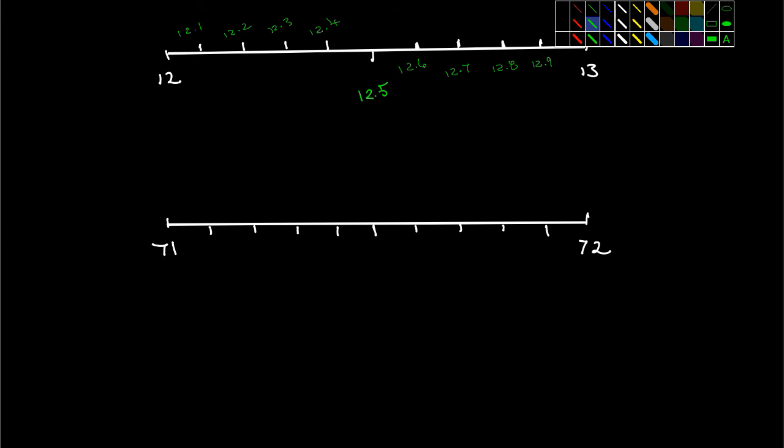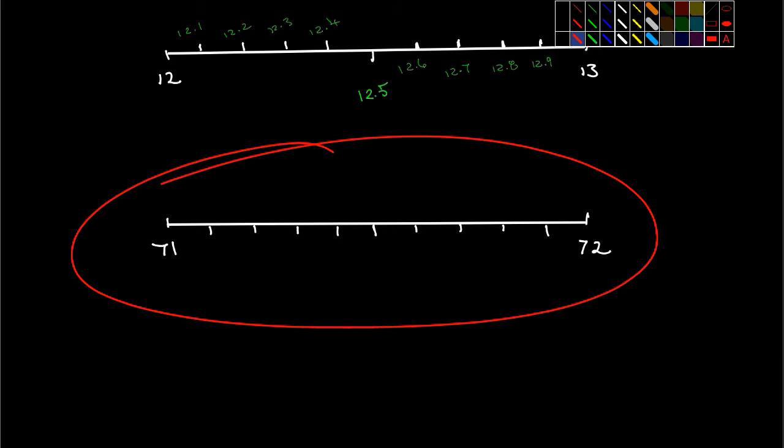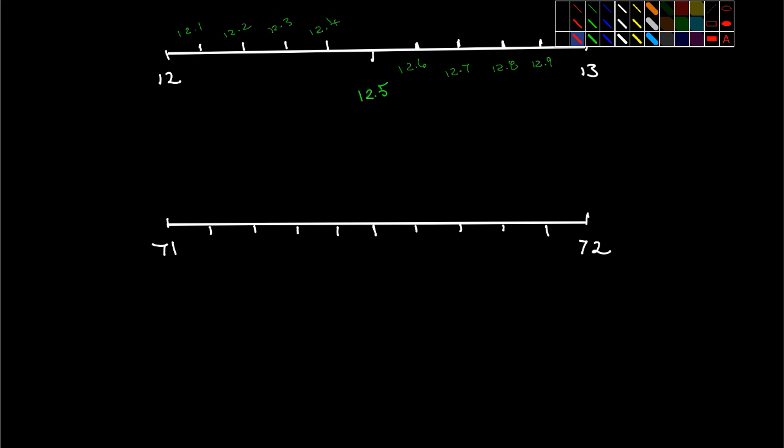Now I want you to do this one on your own. Fill it out. I want to know what each one of those little marks is. Do that on your own. So we're starting with 71 and going all the way to 72. Go ahead and fill it out.